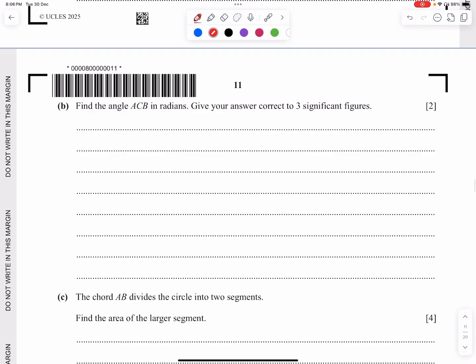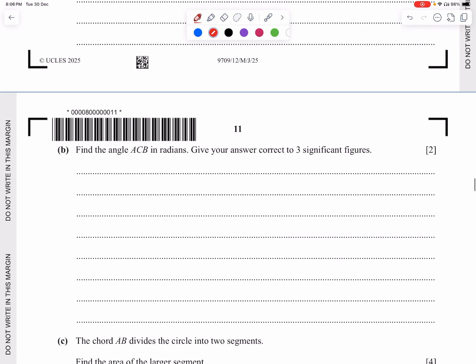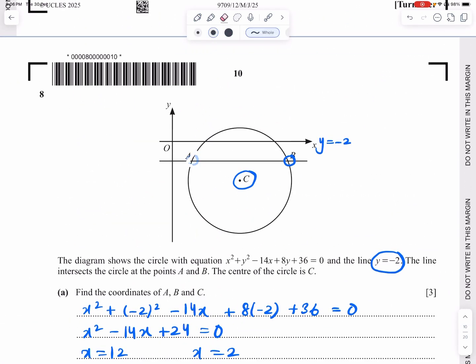Moving on to the next part, it says find the angle ACB in radians. Give your answer correct with three significant figures. Angle ACB. Let's have a look which one is angle ACB. This is angle ACB. Now you can figure out the gradient of CB and AC, and then you can use the angle between two lines formula to figure out this angle. So that's the approach we're going to use in this question.